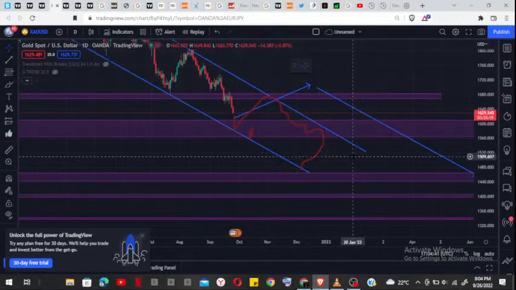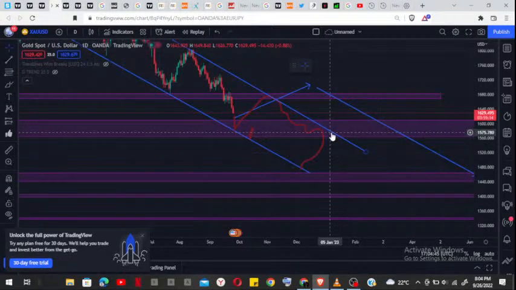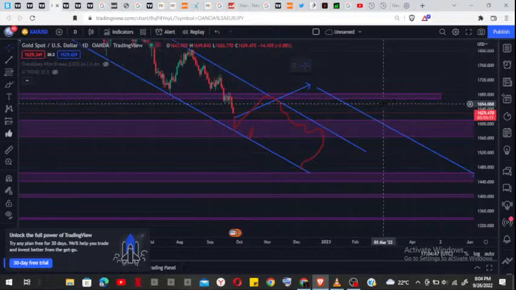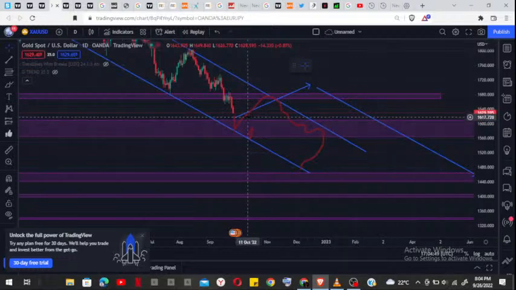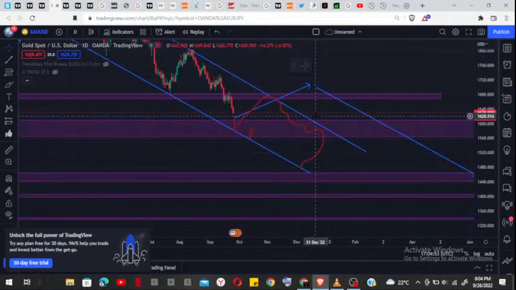Let's see. Yeah, it will keep on maybe dropping to this zone. If it doesn't range, there are chances that the market might start ranging around these zones over here. Yeah, so we'll be able to see what will happen.